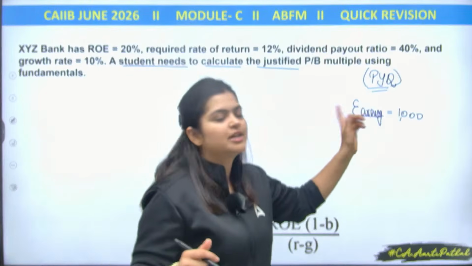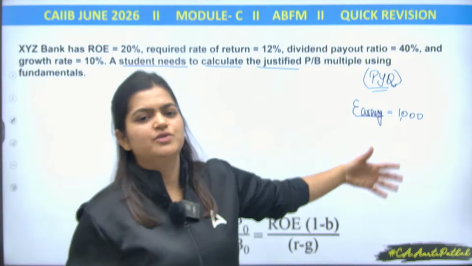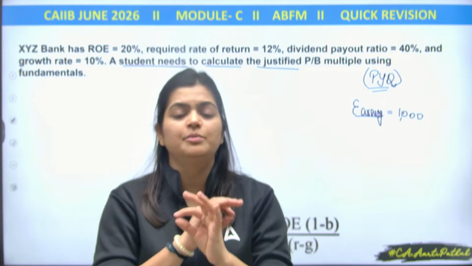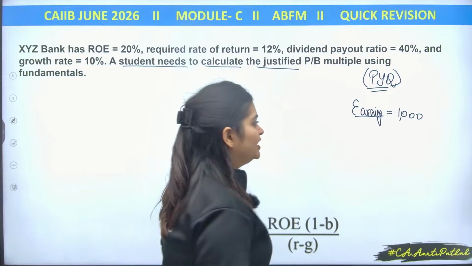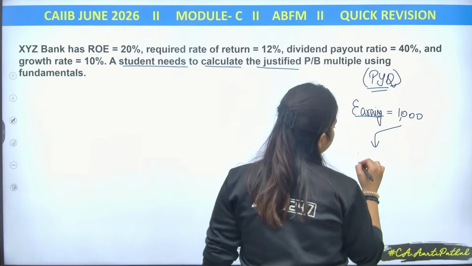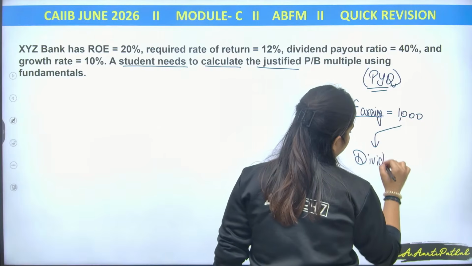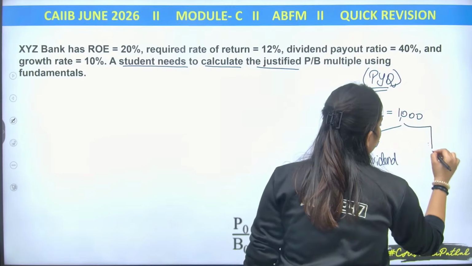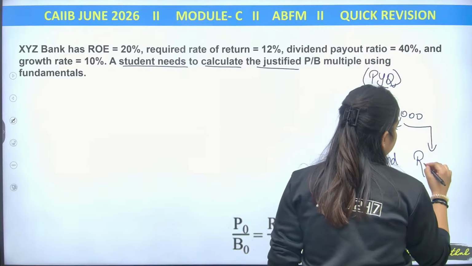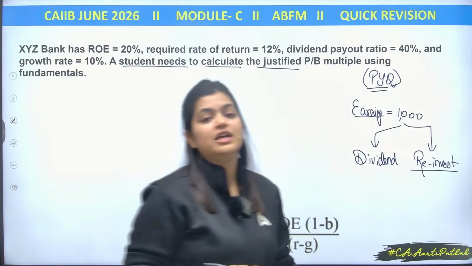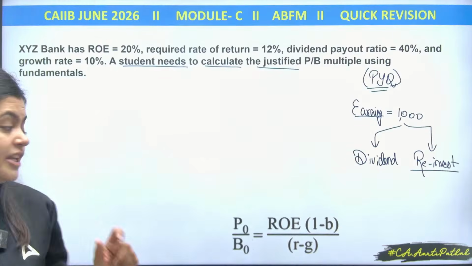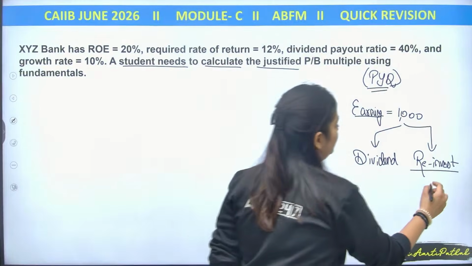Similarly, companies are also doing this. When they are earning 1,000 rupees or whatever amount, they will not distribute 100% dividend to their shareholders. They distribute some proportional value to their shareholders, and the remaining value they reinvest in their business. That is what B means. This is your plug back.